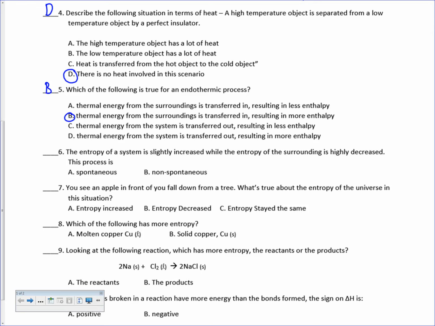Number 6, the entropy of a system is slightly increased while the entropy of the surroundings is highly decreased. Okay, this is getting at the second law of thermodynamics, which says the entropy of the universe always increases with any spontaneous process. Well, the universe consists of the system and the surroundings. Here it says the system is slightly increased, the surroundings are highly decreased. So you should see that we get a net decrease in entropy here. That goes against the second law of thermodynamics, which says the entropy of the universe needs to increase. So this is a non-spontaneous process, which means that it would not happen naturally.